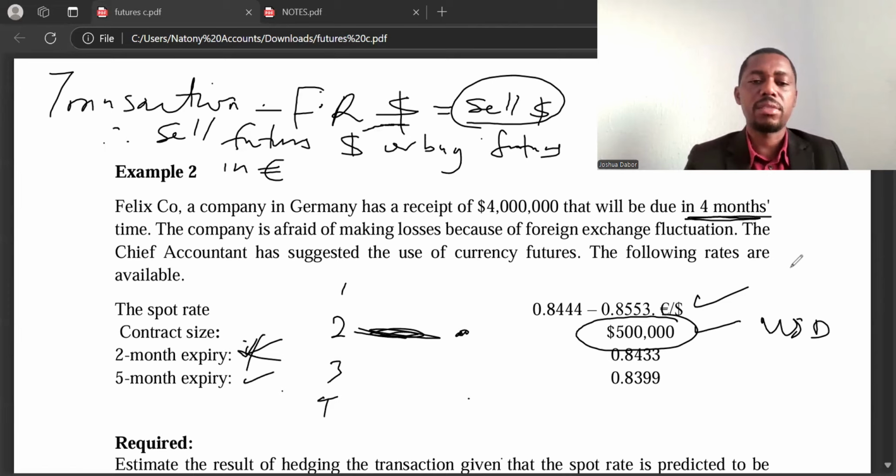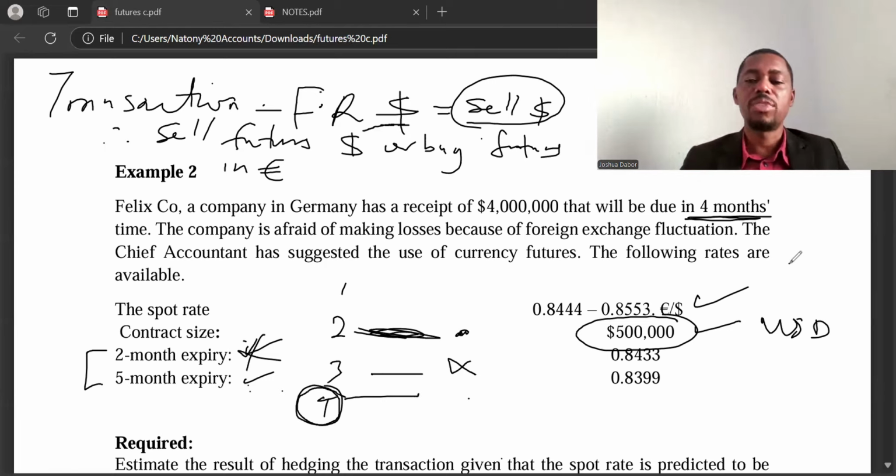3 months expiry. By this time, the transaction has not taken place also. But there is no 3 month expiry in the contract. So the next contract from here is 5 month expiry. Therefore, the company should buy the contract that will expire in 5 months' time, or the company has the option of closing out the contract in the next 4 months.